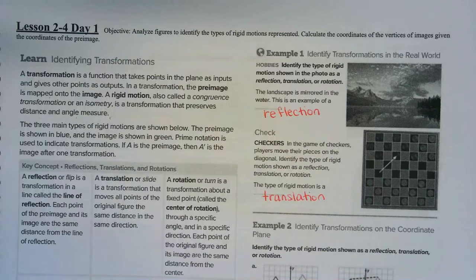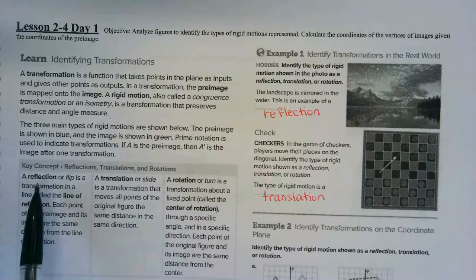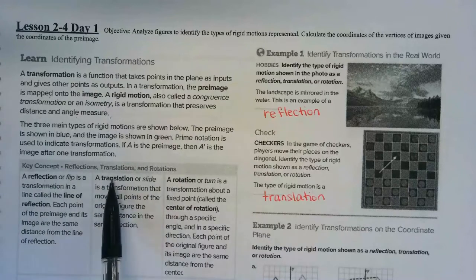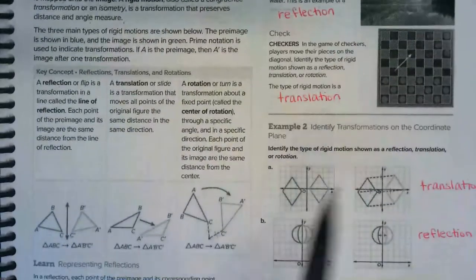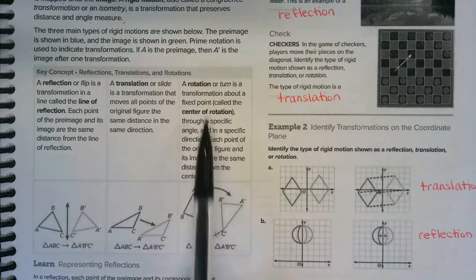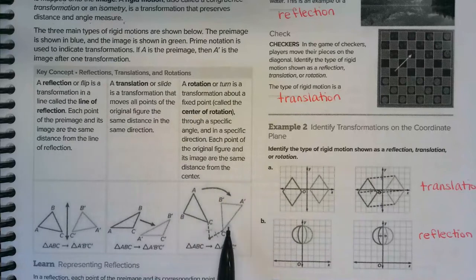Okay? So there are three different types of transformations. A reflection, which you are just flipping across. A translation, where you are shifting or sliding it across. And then a rotation, where you're going to actually turn this guy around. So the first thing we're going to do is just make sure we know what those transformations are.